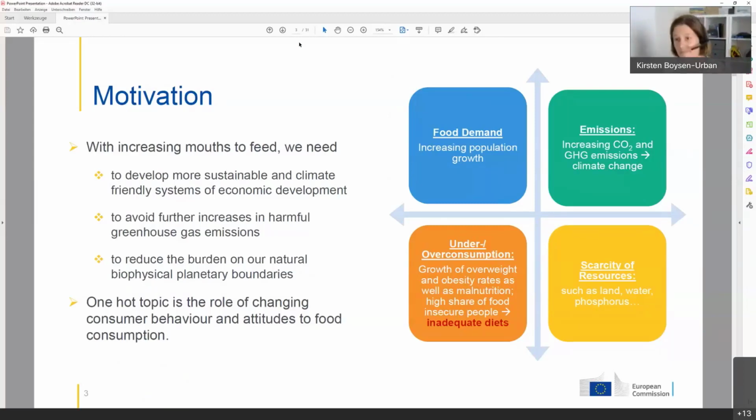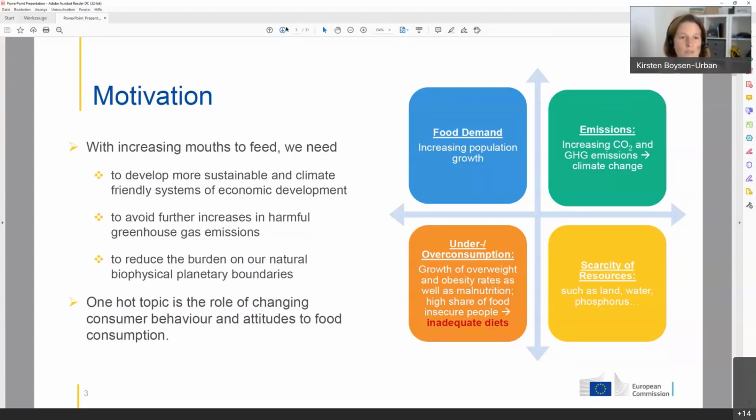In addition, we observe increasing rates of CO2 or greenhouse gas emissions that are responsible for climate change. And we face problems with the scarcity of our natural resources, such as land, water, and phosphorus. If we take all of this into account, then we can say that changing consumer behavior plays an important role with regard to our future sustainability. And one important role could be played by food loss and waste.